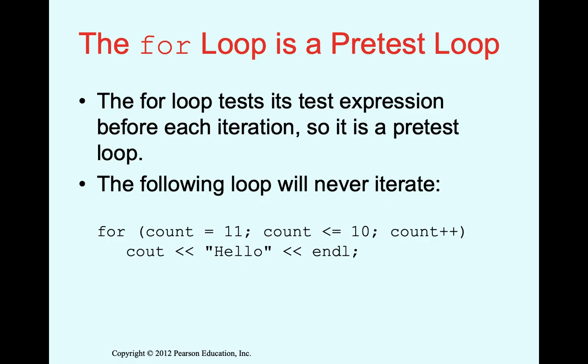So for is considered a pre-test loop because we test the condition before we go inside the for, or inside the block of the loop. So it's similar in this sense to while. So for count equals 11, count is less than 10, here is false, so it will not go inside the block. So it's false from the first iteration.